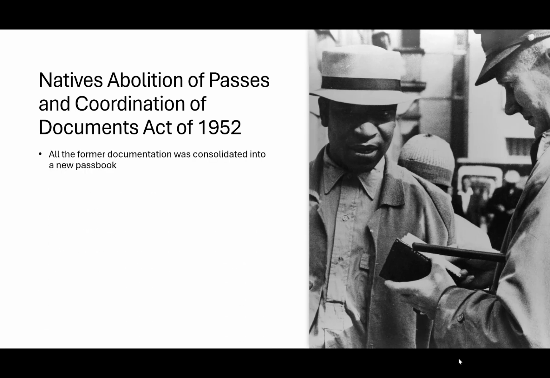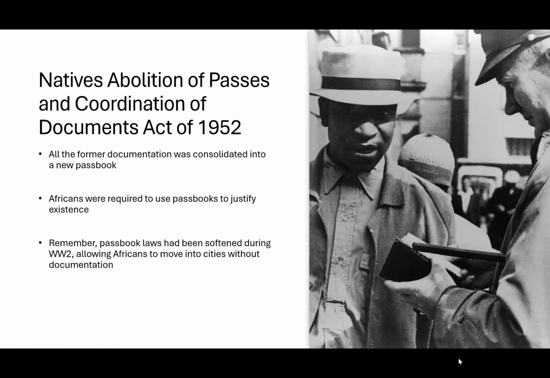But this really dates back. All of the former documentation was consolidated into a new passbook. So Africans had to collect all of their documentation and go to a new passbook office, and the passbook office would then go through it and create the documentation. I want to remind you, make sure you realize that during World War II, the Africans moved into cities without documentation. So now all of that movement is seen as not legitimate. Now all of a sudden the Africans were illegitimately in those cities.